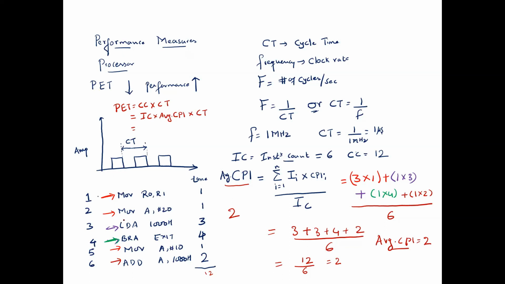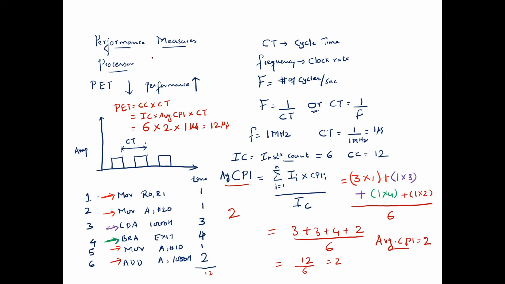Now, for this given piece of program, how many instructions do we have in total? There are 6 instructions, multiplied by the average cycles per instruction, which we have calculated as 2, multiplied by the cycle time. If I consider 1 megahertz, then the cycle time will be 1 microsecond. So I will substitute 1 microsecond. So this turns out to be 12 microseconds. Now the program execution time is 12 microseconds.